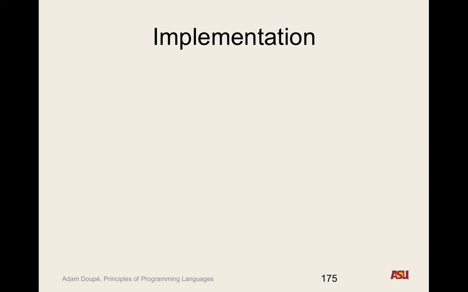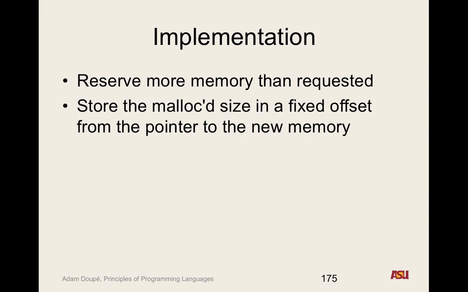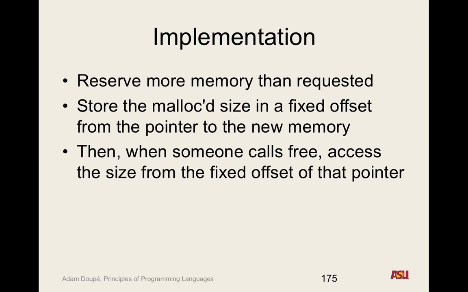Okay, so the way it's actually implemented, and this is generally true for all malloc implementations, you always want to reserve more memory than was requested, because you want to have some overhead, some bookkeeping bytes. And you store that size that was requested in the malloc at some fixed offset from the pointer. So that way, when somebody calls free and gives you that pointer, you know you can look at a specific offset to find the size of that pointer. Is that making sense? Where's the fixed offset? Exactly.